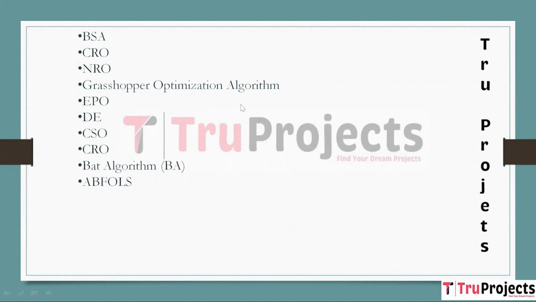ABFOLS, the Advanced Butterfly Optimization Algorithm. ABFOLS is an optimization algorithm inspired by the behavior of butterflies. It involves mimicking the movement and swarming behavior of butterflies to optimize a given objective function. In the context of the project, ABFOLS could be utilized to optimize parameters relevant to online learning satisfaction assessment.